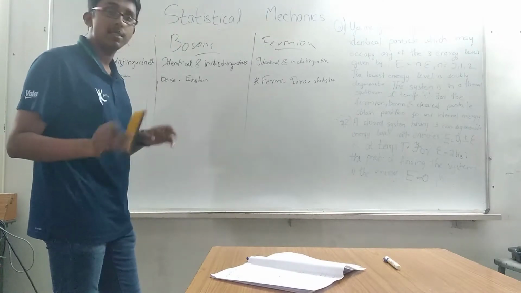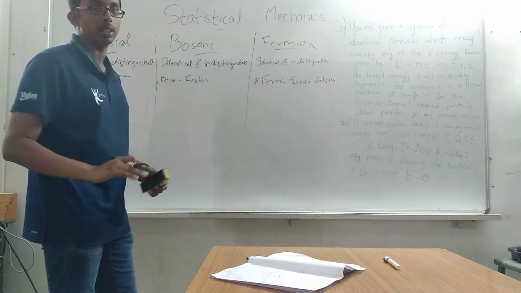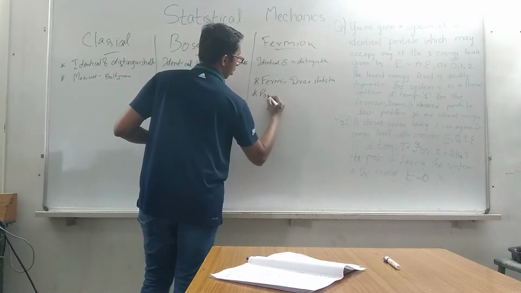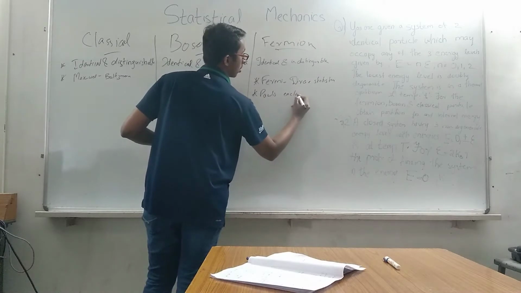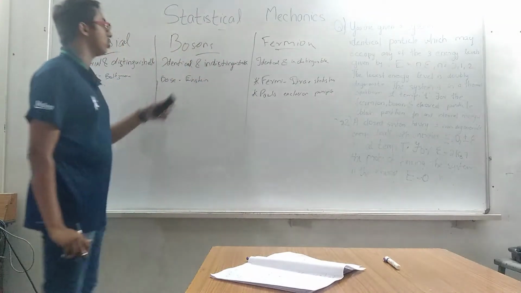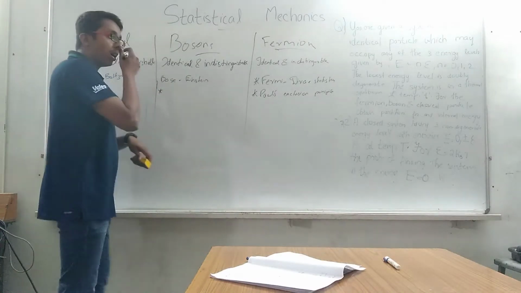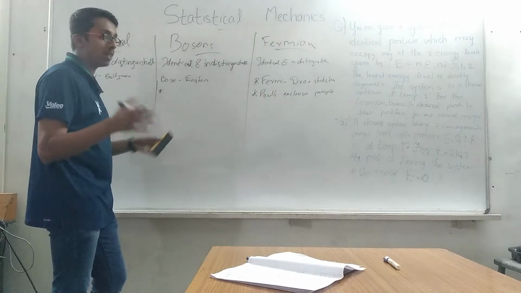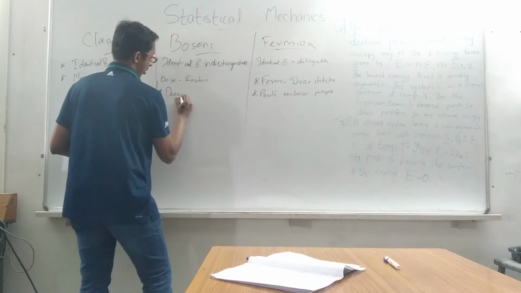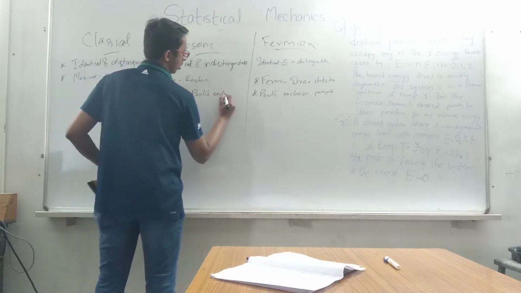The thing is that, as they obey Pauli's exclusion principle, only a single fermion can occupy one energy state. So that's the peculiarity of these fermions. In the case of bosons, they won't obey Pauli's exclusion principle. That is, any number of particles have equal probability of occupying a particular state.